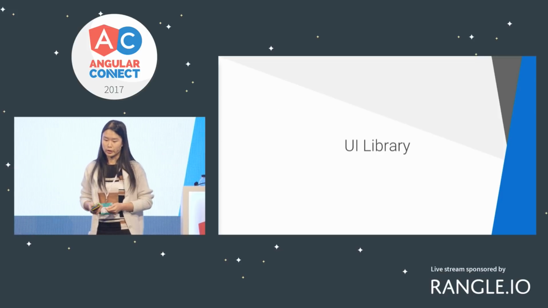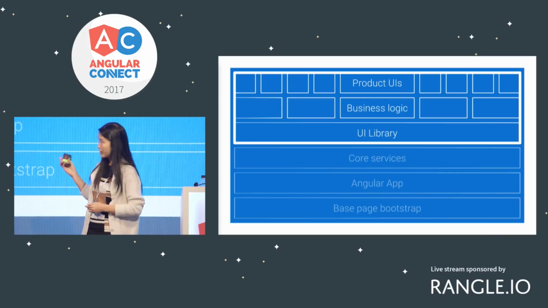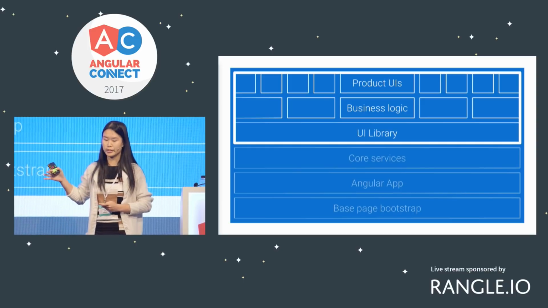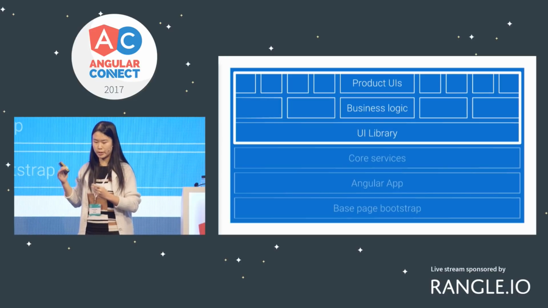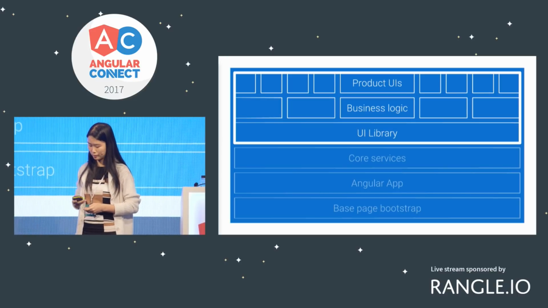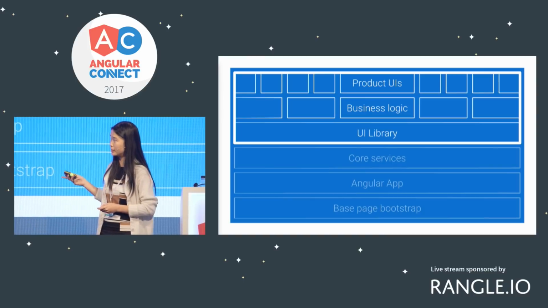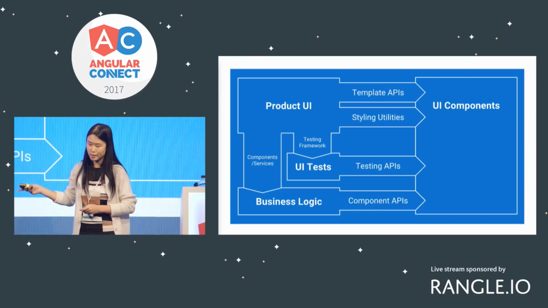So what is the UI library? Going back to our old diagram, the UI library sits in between core and products, and so it's the piece in between that helps to glue them together. Let's unpack this a little bit into a scary-looking diagram that I will explain.